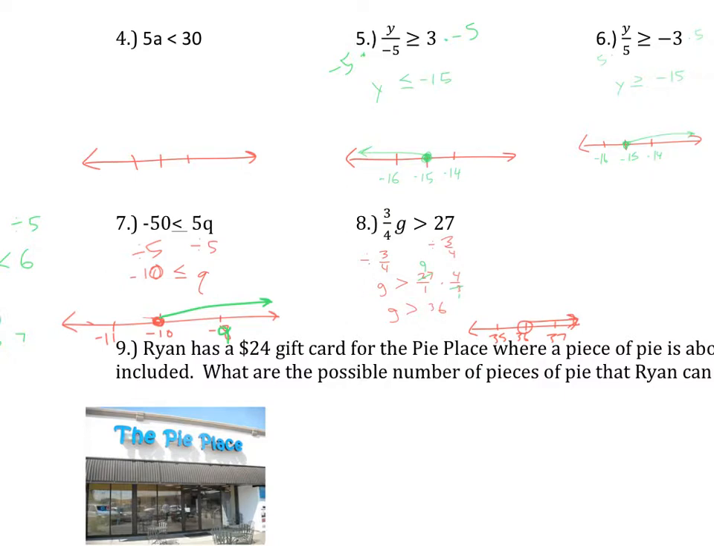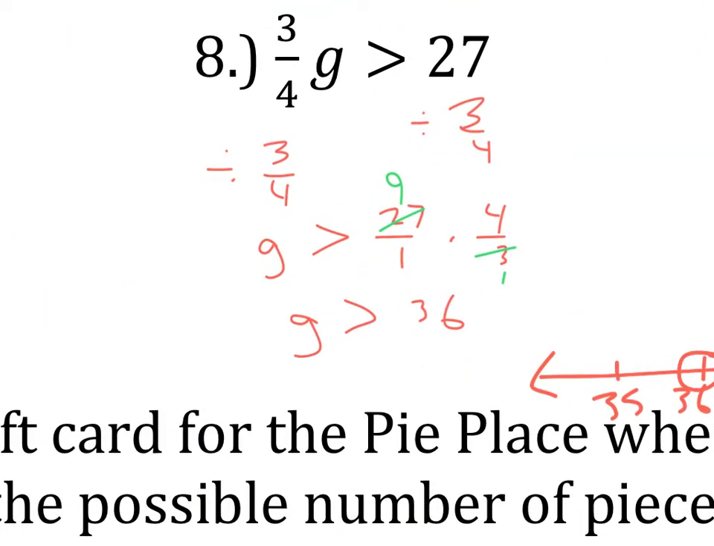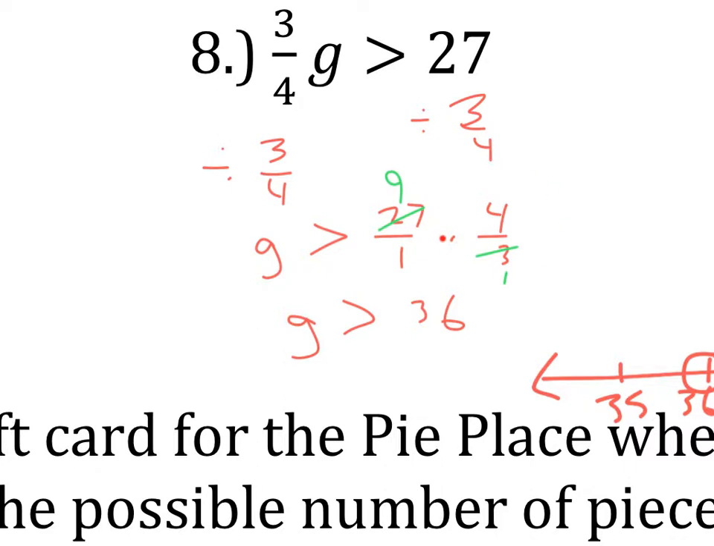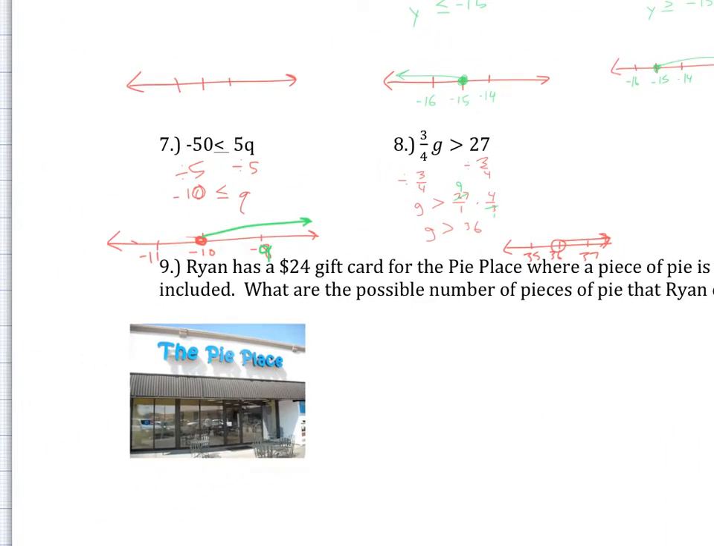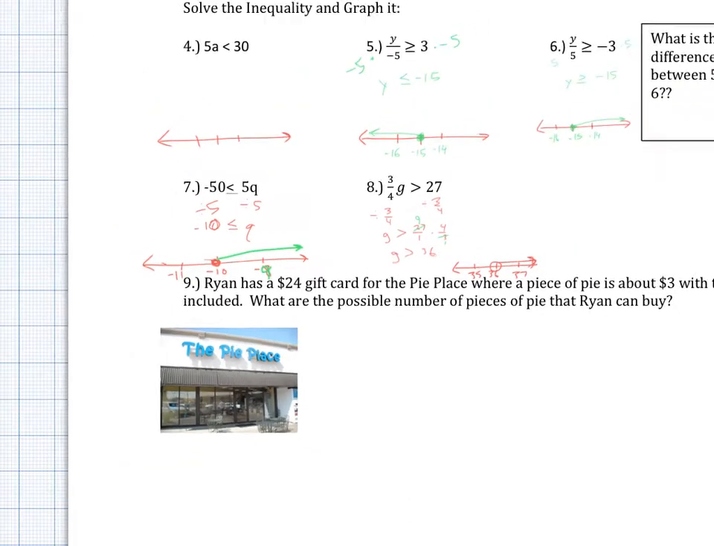Number 8 is kind of like number 3 on the warm-up. We're dividing by 3/4, so notice how I multiplied by the reciprocal right here. Switch that to 3/4. There's no negatives in this one, so it just stays greater than, and it's an open dot.